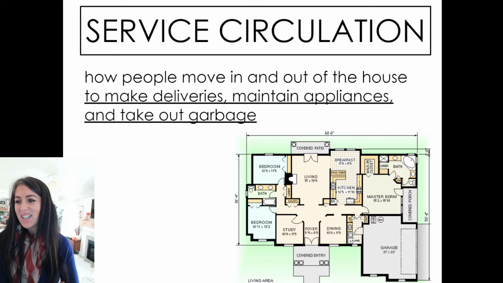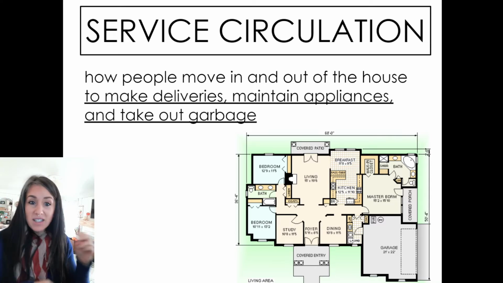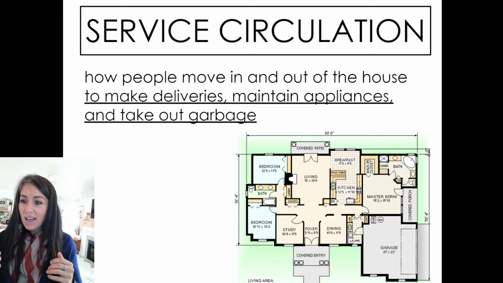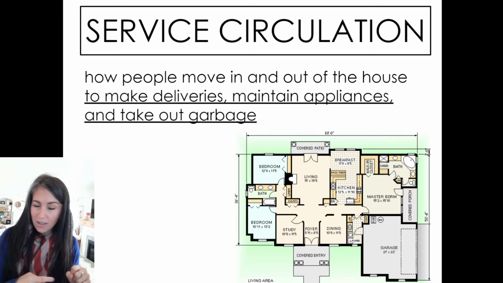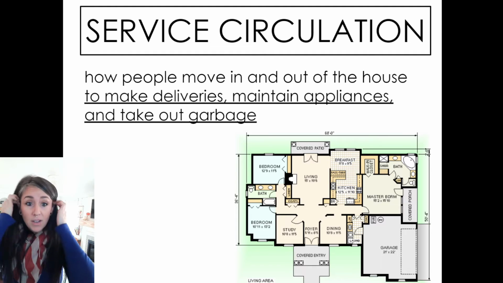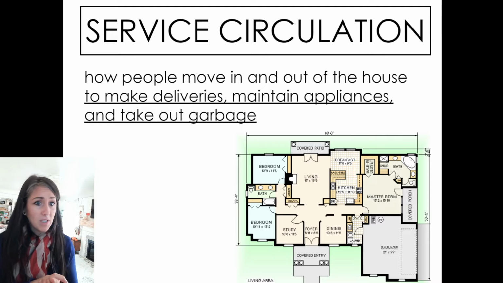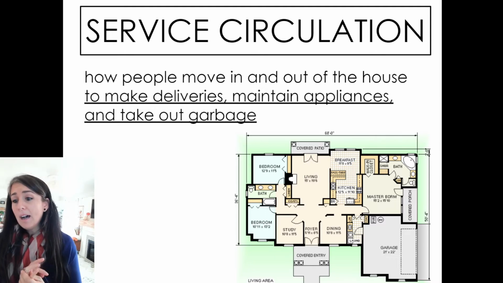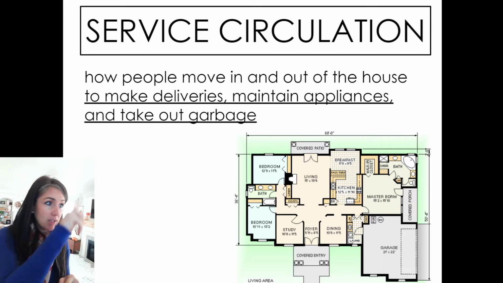So service circulation is how many people move in and out of the house to make deliveries, maintain appliances, and take out the garbage, all those things that have to happen, okay? And these don't necessarily have to be other people. For me, I do a lot of the stuff myself. My husband does a lot of the stuff ourselves. Very rarely do we have somebody come in to help with anything. It's only the stuff that we really don't know how to do.